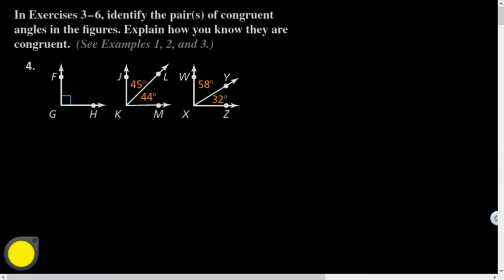It says identify the pairs of congruent angles in the figures. Explain how you know they are congruent. Well, this one's 90 degrees by definition of right angle. Is this 90 degrees? No, this is not 90 degrees. How about this one? How do I know that adds up to 90? Using segment addition postulate.